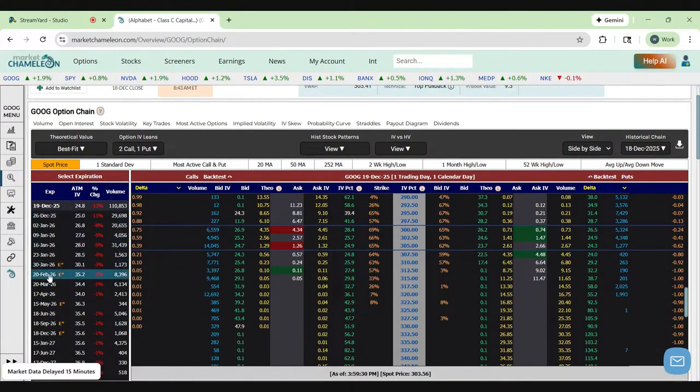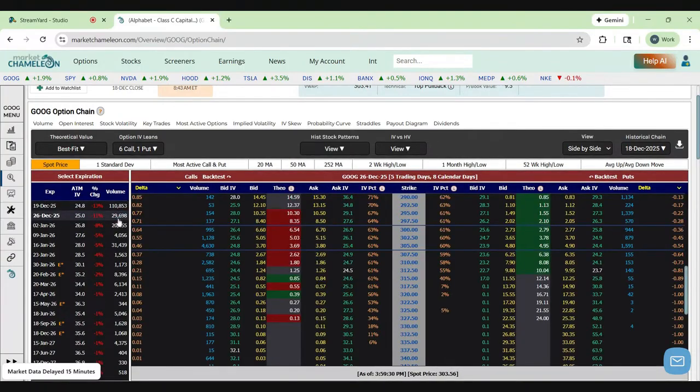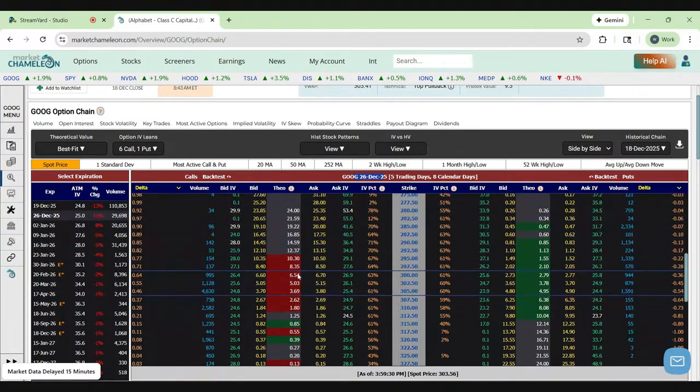Here are the different expirations available for trading, and here are the volumes. 110,853 contracts in this expiration, 29,698 contracts in this expiration. Once we click on an expiration, let's say this one, 29,698, we get the option expiration with all these different strikes, calls, puts, and you could see different volumes for each contract.